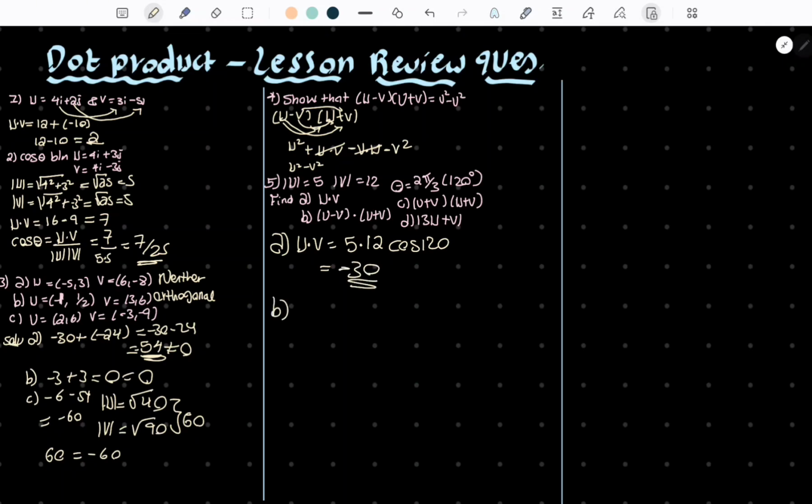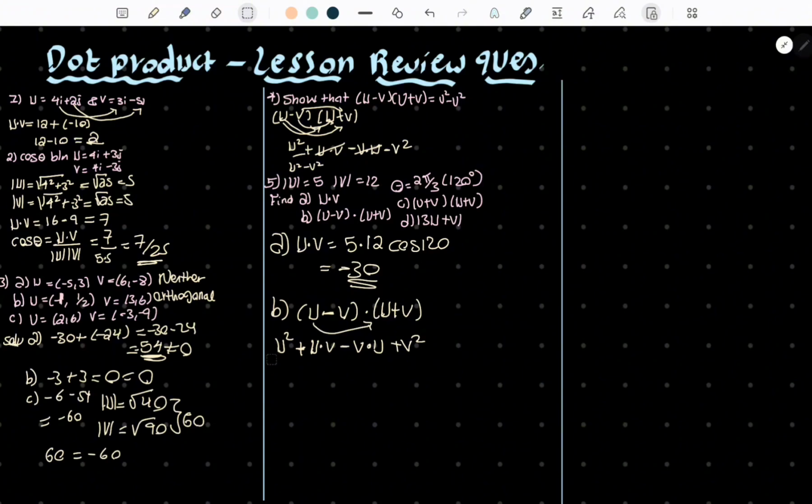B. Now, this one is kind of tricky, and we need to expand it a little bit to understand how it actually works. So let's expand it together. I mean, we already did expand it over here, but let's do it again for better clarification. So here u squared minus u dot v plus v dot u minus v squared. So this is how we can simplify it, expand it. Now, we need to plug in the numbers.